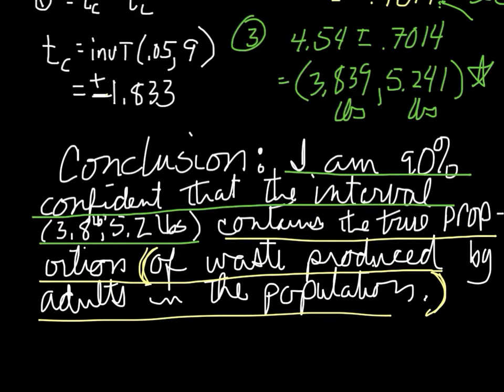All conclusions are written exactly in this way. The only thing that changes is the actual interval, the confidence level, and this last part in parentheses, what you are referring to that takes you back to the original problem. Okay, that's it for that part of this.